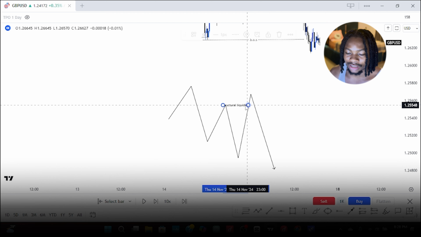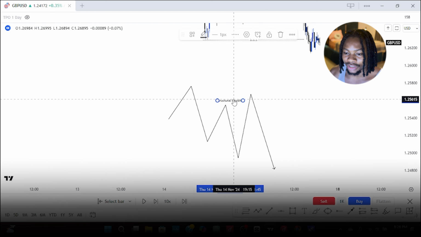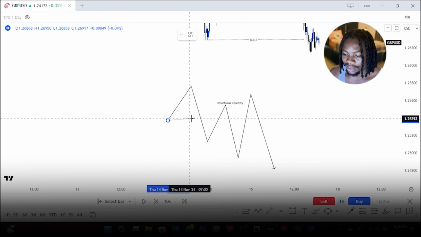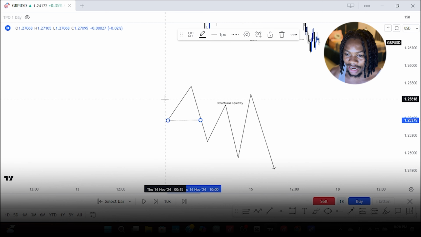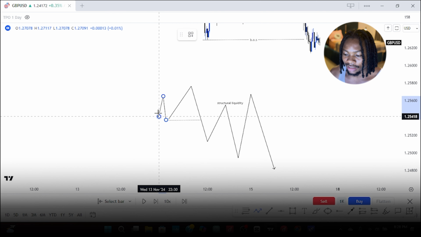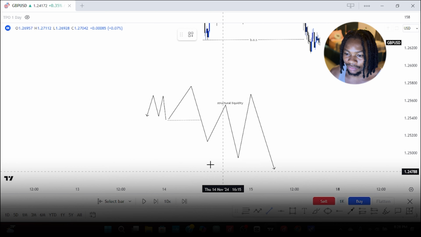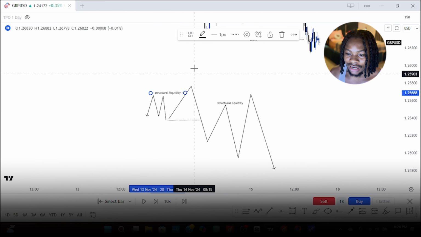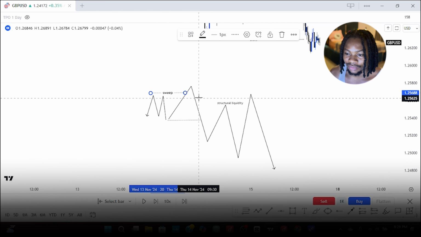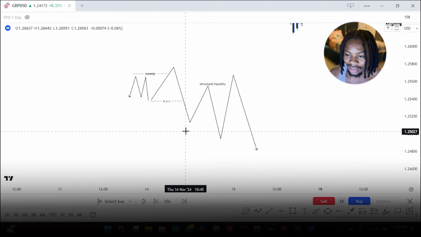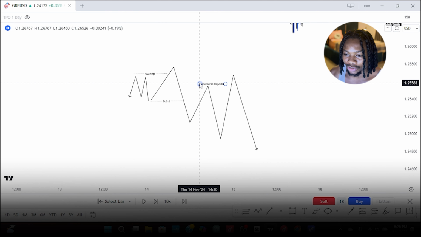So this is the structural liquidity, and then you had your first break right here, which was a sweep. Let's say it was a sweep from a previous high right here. Okay. So you had your sweep of the previous high, and now you have a break of structure, and then price pullback to form a structural liquidity, and then break another structure right here.